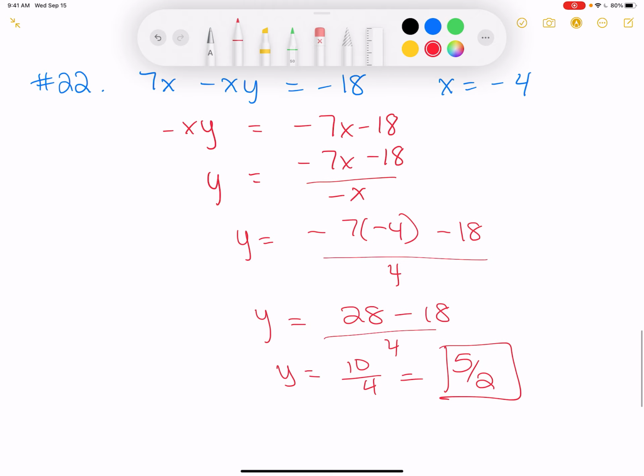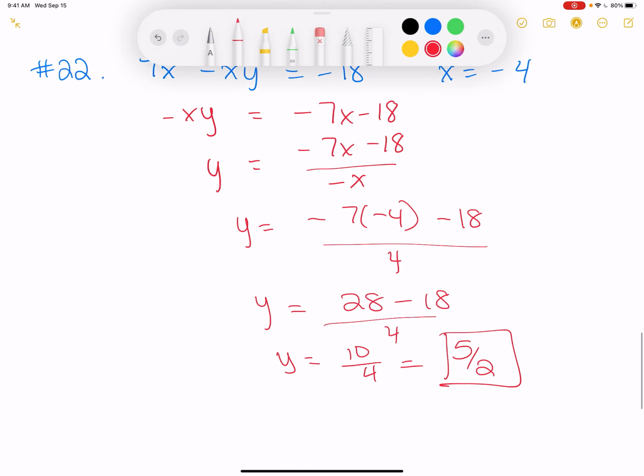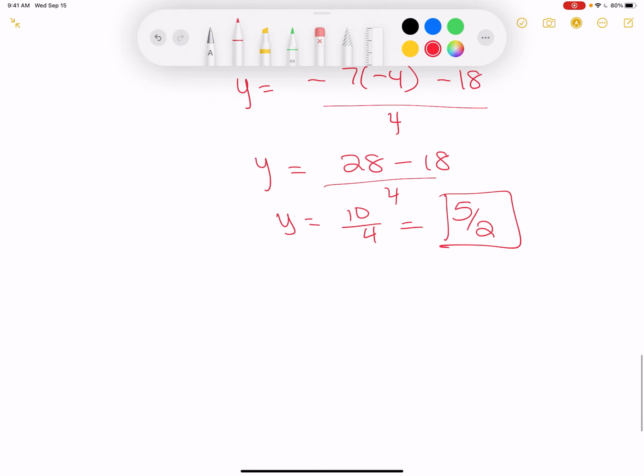All right, do we have any questions about that one? Not anymore. Makes sense now. All right, we're going to do one more. It's a reasoning type problem. Okay?